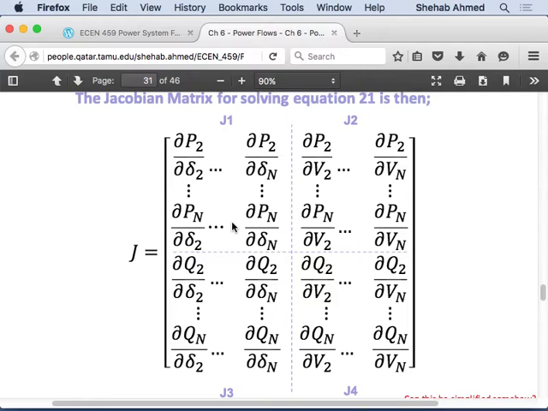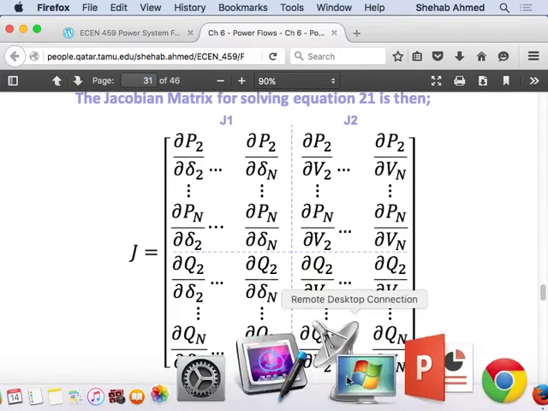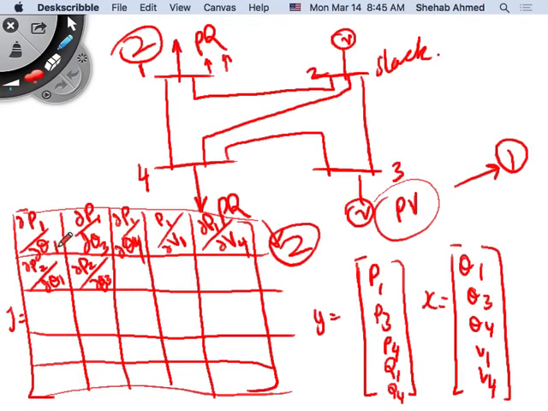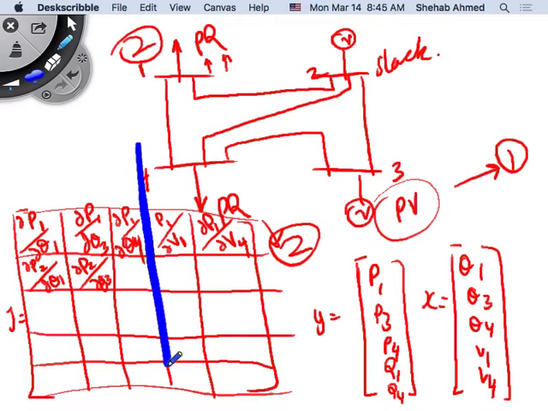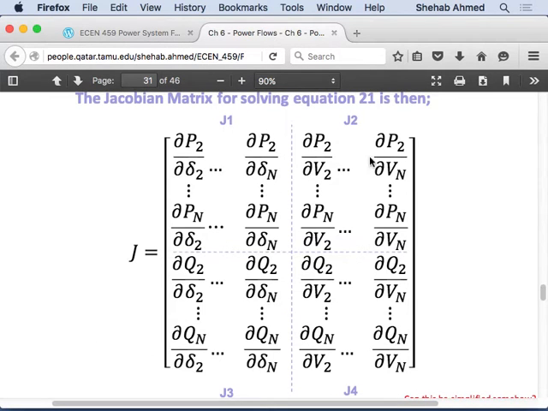Because of this construction, the Jacobian matrix will end up looking like this. You first differentiate real power with respect to angle, and then real power with respect to voltage. That's what we did here for the system that we had, right? This is the J1 that they refer to, and it goes down to here. This will be the J2 that they are referring to, the real powers with respect to voltages.